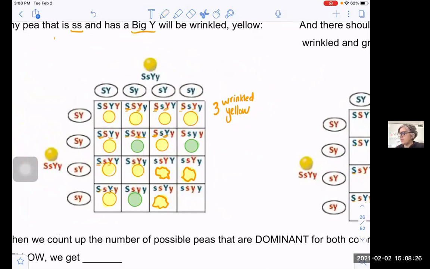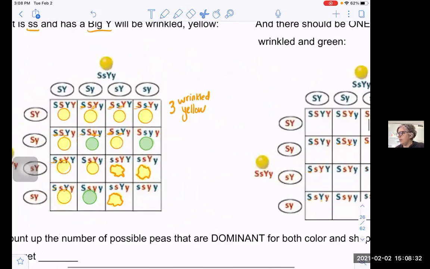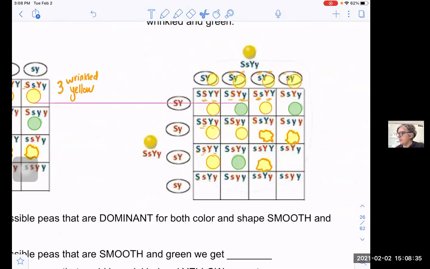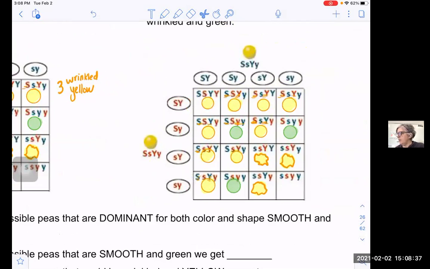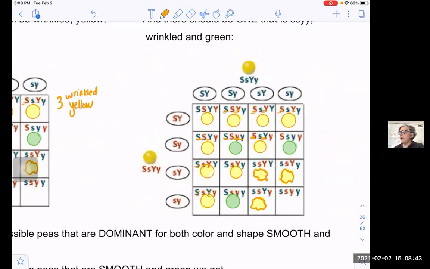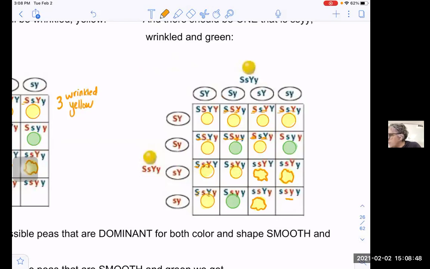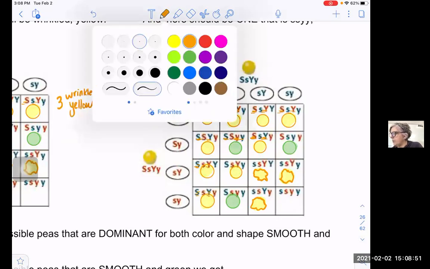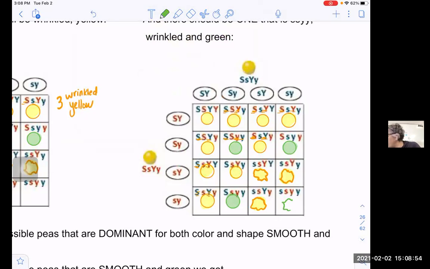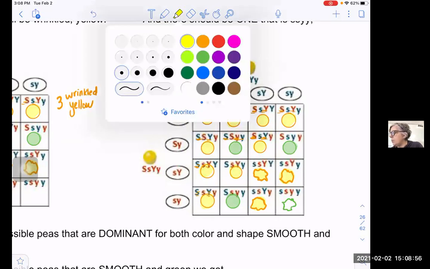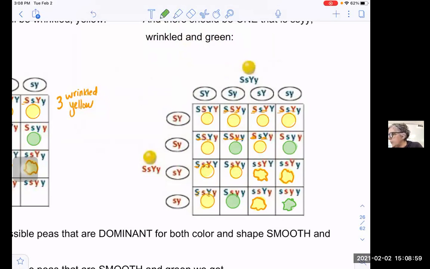And then if I use my scissors tool one more time, copy, paste, move my peas into place here. Then this last one is the pea that's going to be wrinkled and green. And this is the one that's recessive for both traits. Wrinkled and green. And there's only one possibility of having a wrinkled and green. One wrinkled green pea.